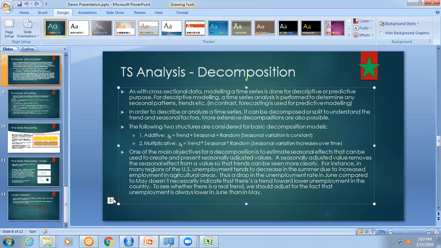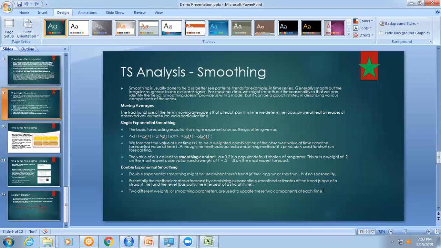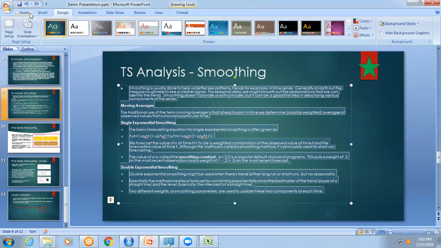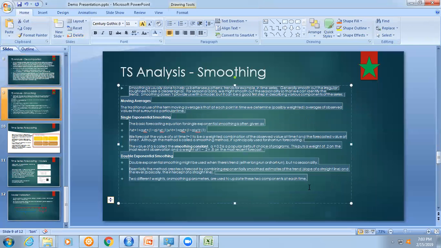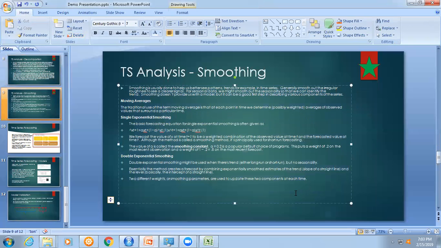So we spoke about decomposition. Let's talk about smoothing. I will increase the font on this a bit so you can see better. Oh, I guess it's not taking it. All right, so smoothing is another way of analyzing the time series, wherein we smooth out certain factors like seasonality to be able to see the trend better. So this is also another way of analyzing the hidden meaning that is kept inside the time series data.